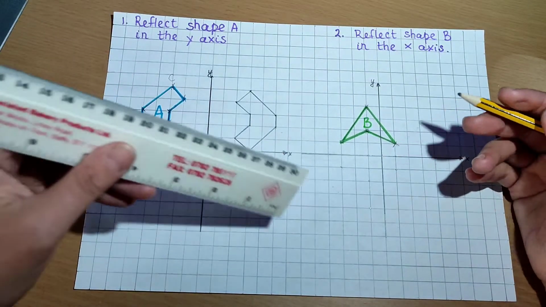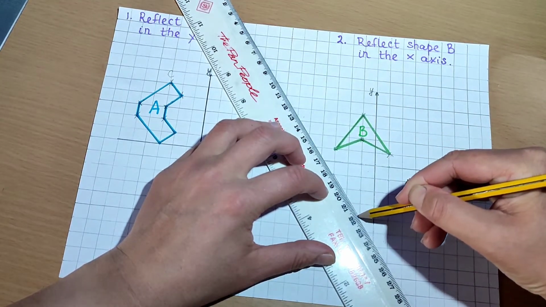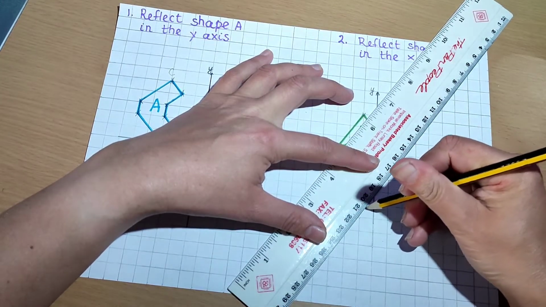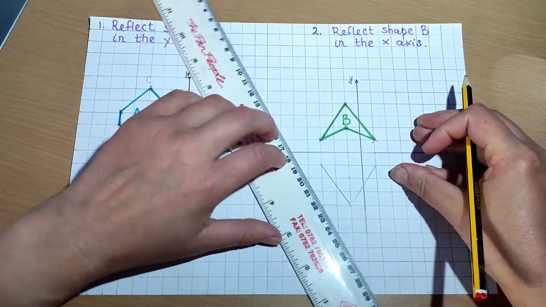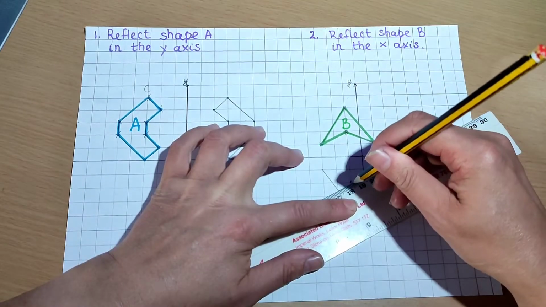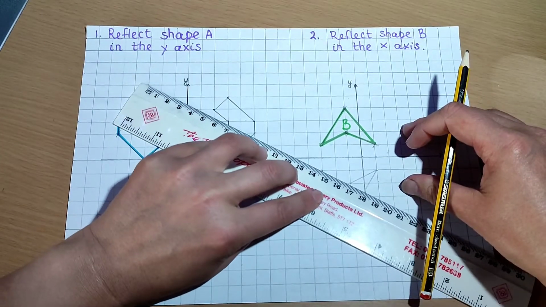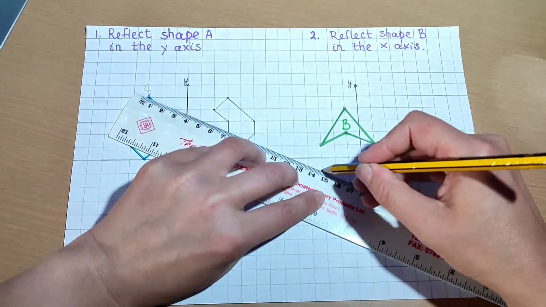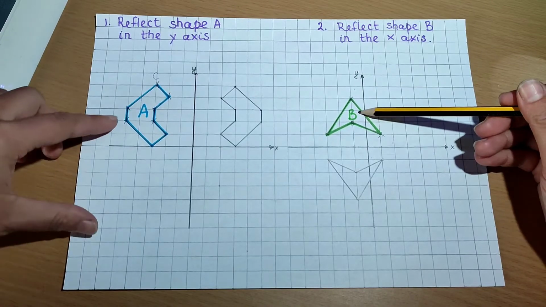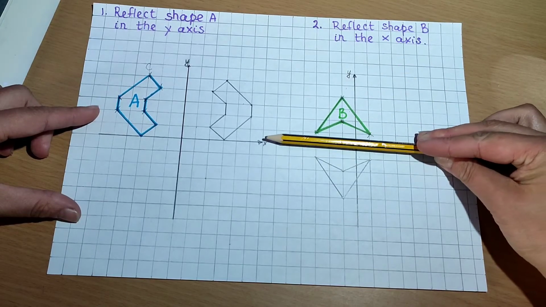I'm going to join them now with a ruler so my lines are straight. I'm trying to be very precise, joining all my points with a ruler. I also have a camera in front of my face, so it's not that easy, but I'm trying my best. Okay, so can you see I've reflected shape B in the x-axis, and this is the reflection. My mirror was here this time.